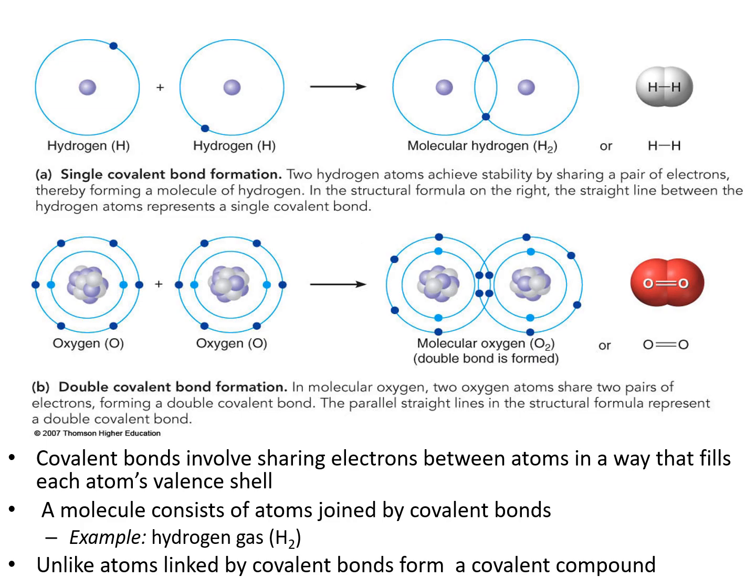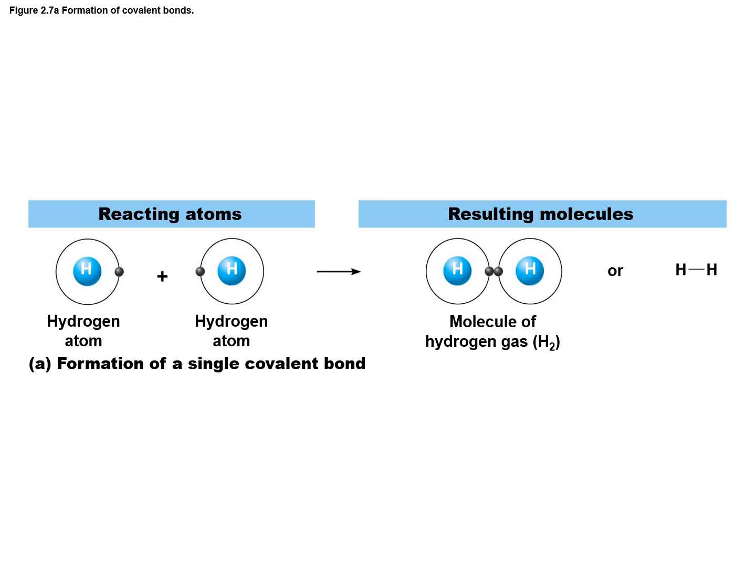Okay, so covalent bonds involve sharing electrons between atoms in a way that fills each atom's valence shell. An example would be hydrogen gas, in which you have H2. Unlike atoms linked by covalent bonds, they form a covalent compound. This is just an example here, and I think if I remember correctly, we're just going to go through these individually, right?